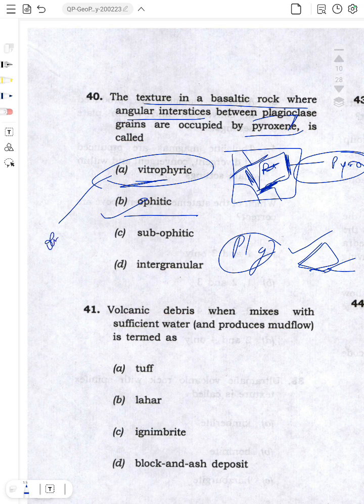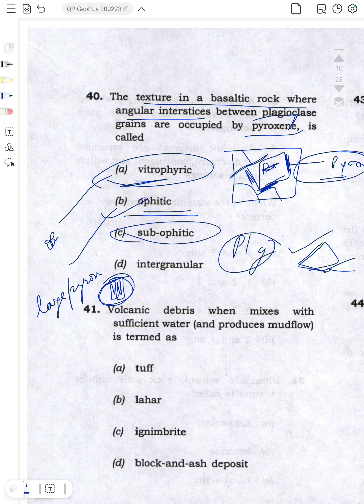Now what is ophitic? Ophitic is large pyroxene grains enclosing small plagioclase slats present in them. Here in intergranular, the pyroxene is occupying the interstices, that is, angular spaces between the plagioclase, and in ophitic the pyroxene is enclosing the plagioclase slats, and it is very typical in gabbro. Okay.